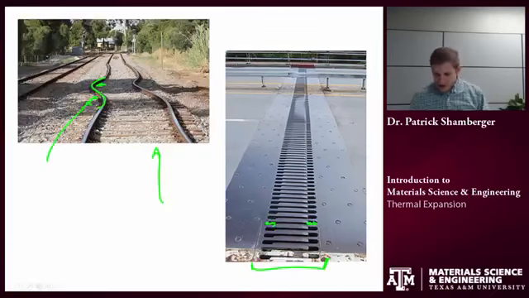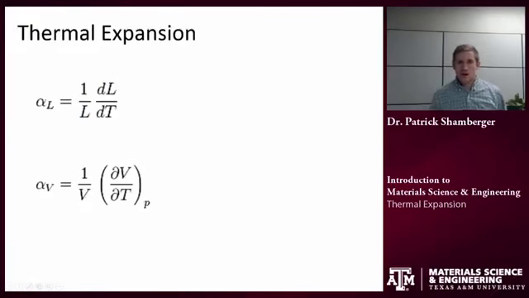So first, let's think about a macroscopic description. And to describe this expansion with temperature, I can define what's called the coefficient of linear thermal expansion. So that's this term alpha sub L. It's defined as 1 over the length times the change in length per unit temperature. So for every degree Celsius, Kelvin, Fahrenheit that the material heats up, there will be some change in length. So that term is defined as dL/dT.